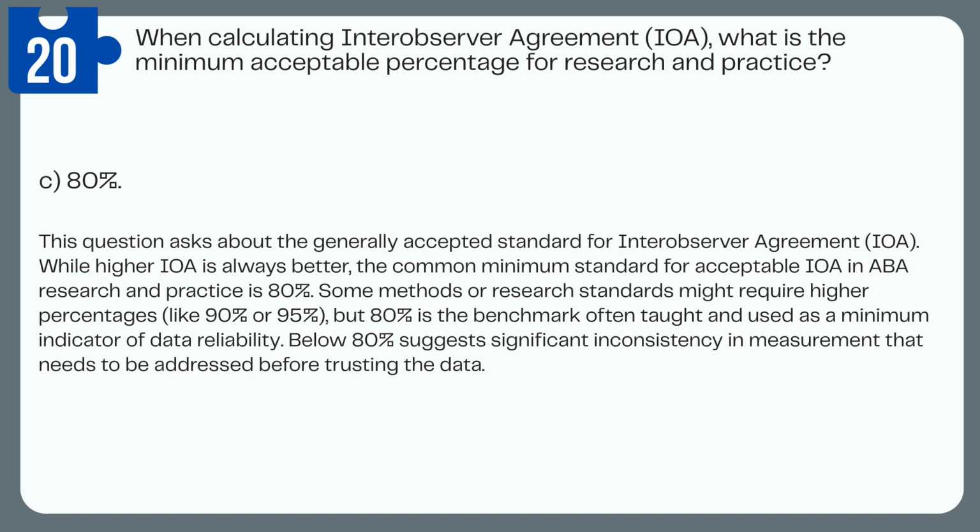Answer: C. 80%. This question asks about the generally accepted standard for interobserver agreement, IOA. While higher IOA is always better, the common minimum standard for acceptable IOA in ABA research and practice is 80%. Some methods or research standards might require higher percentages, like 90% or 95%. But 80% is the benchmark often taught and used as a minimum indicator of data reliability. Below 80% suggests significant inconsistency in measurement that needs to be addressed before trusting the data.